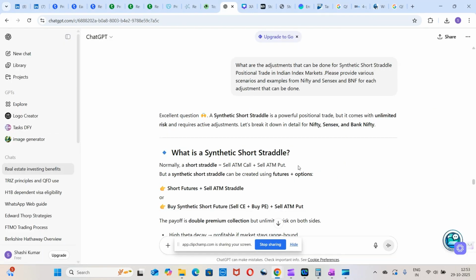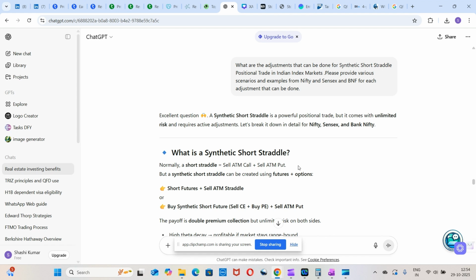Hey, hi everyone. Welcome to another video in our option selling strategies, positional option selling strategies, and adjustments for those strategies. So today we are going to discuss synthetic short straddle and what are the adjustments that could be done for a synthetic short straddle positional trading in index markets. And we'll go through some examples from Nifty, Sensex, and Bank Nifty.